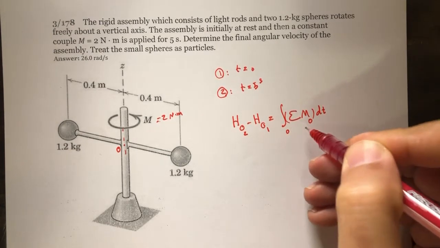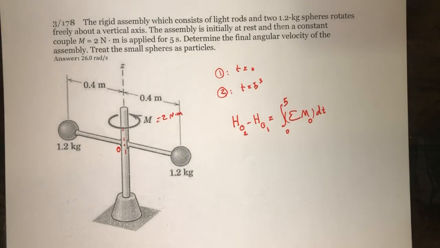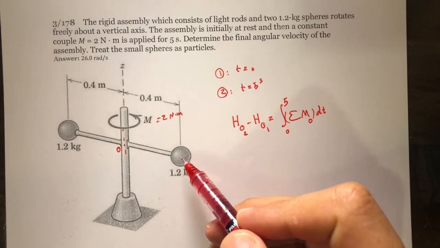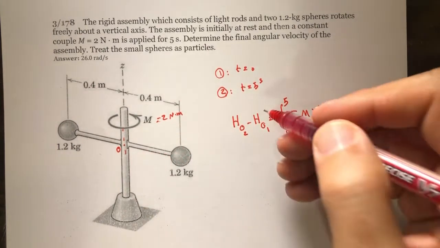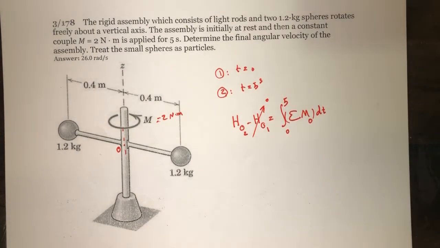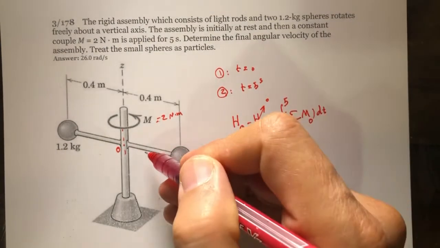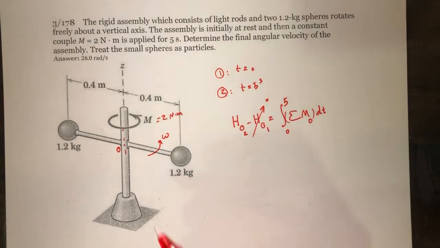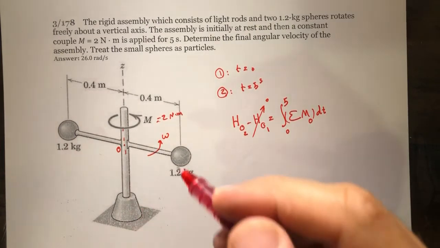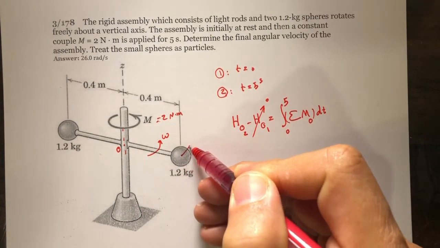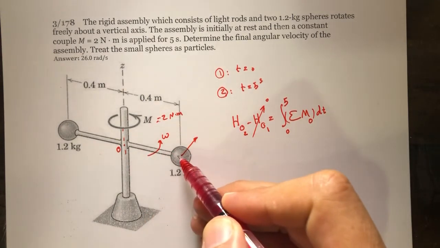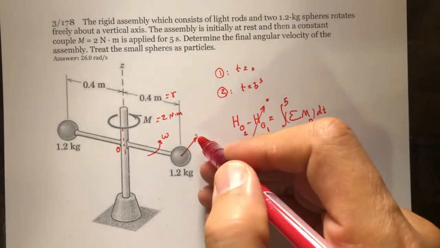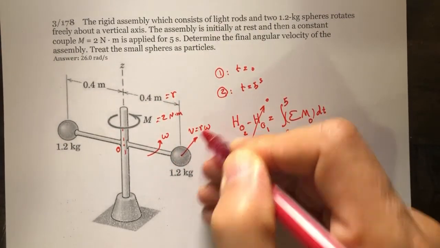And time is going to go from 0 to 5 seconds, right? At the beginning, nothing is moving, so the velocity of both of them is 0. So mass times velocity times r is going to be equal to 0. So there is no angular momentum. And at the end, let's say after 5 seconds, everything is going to rotate with angular velocity of omega about this axis. In that case, any of these masses are going to move with the velocity of r times omega, right? Which r is equal to 0.4 meter. So the velocity is going to be r times omega.